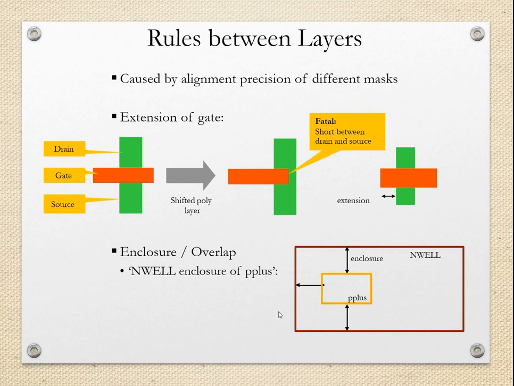Then the rules between the layers are caused by alignment precision of different masks. For example, here we have a diffusion and then a polysilicon, that is the gate. The diffusion makes the drain and source regions, over which we have a gate, and if we have a shifted poly layer like this, it is a short between drain and source. Because of this shifting of the polysilicon layer, there is a direct connection between the drain and source.